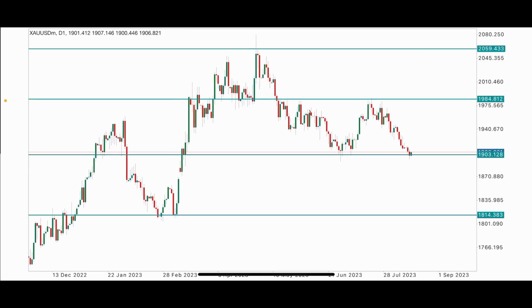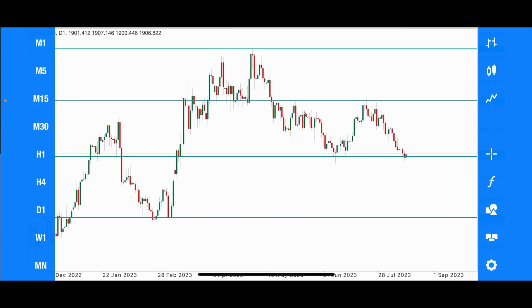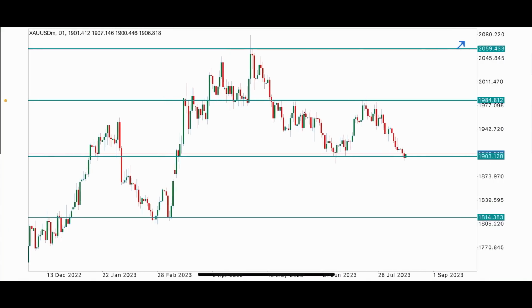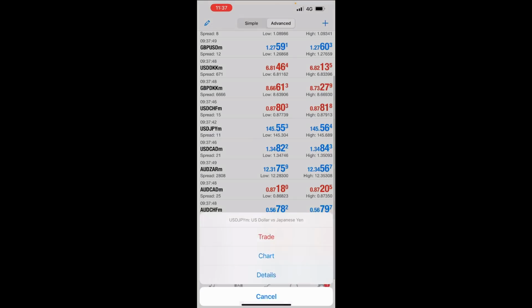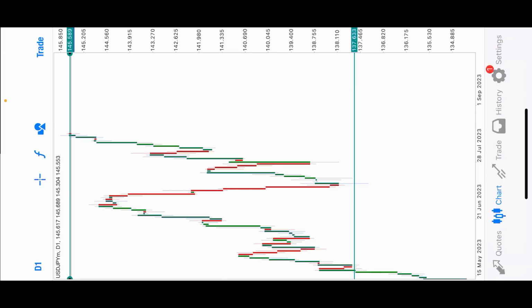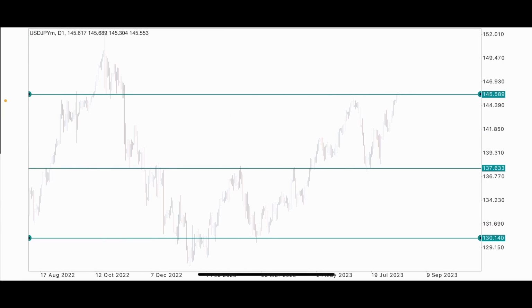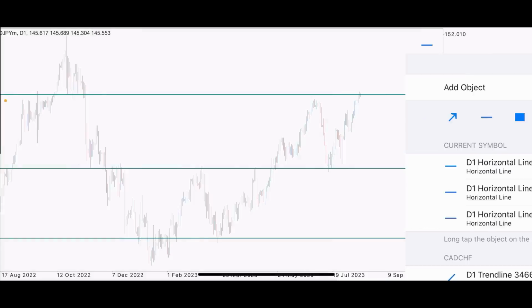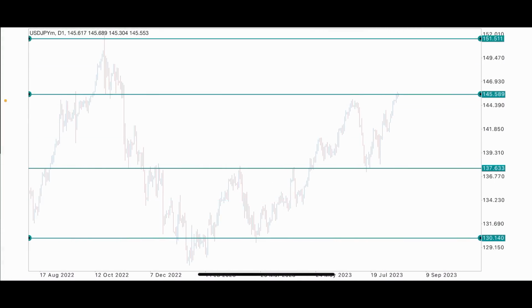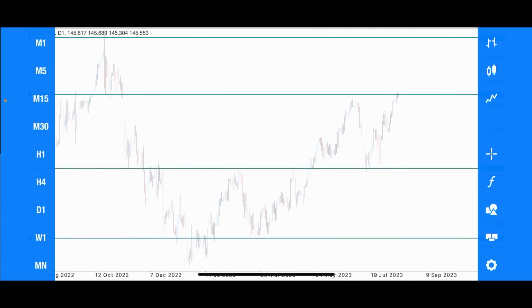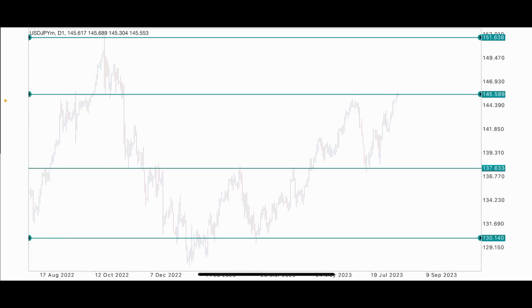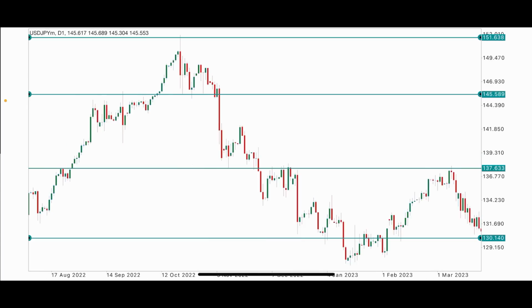XAUUSD at the moment is exactly selling like I said, and I'm looking for it to continue selling, moving further downwards. I was still doing USDJPY, so let's go back to it. USDJPY, as you can see, it's going to go to the highest high. I'm looking at that. It's at the last quadrant. I'm looking at it to push even further up to the highest high.